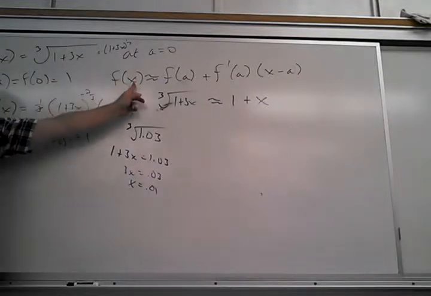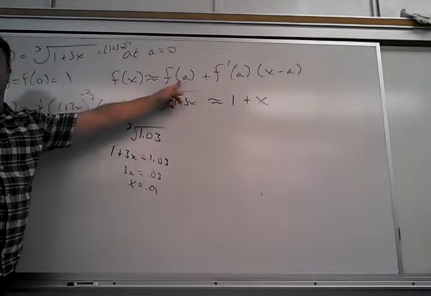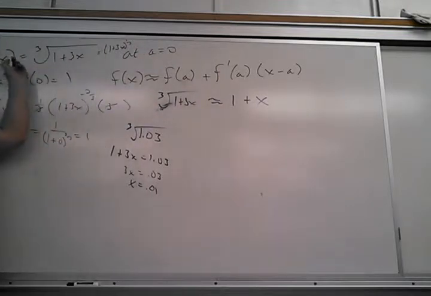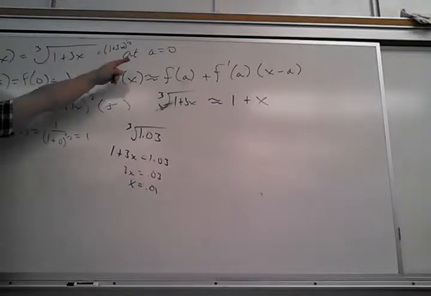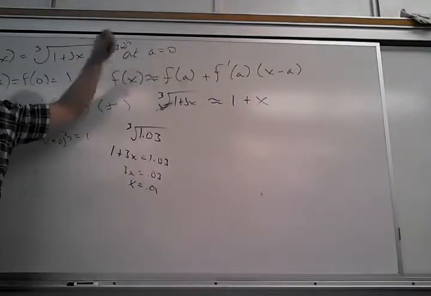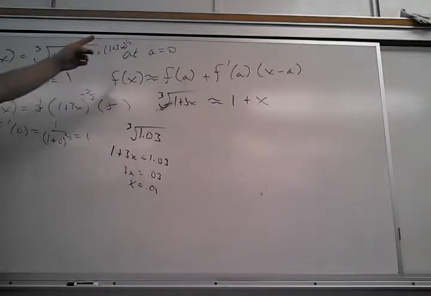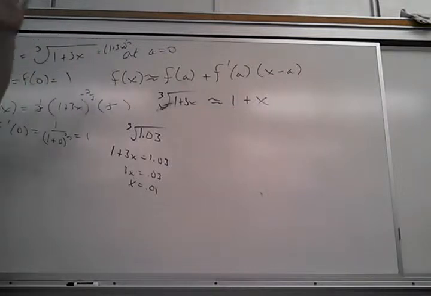One piece of my linear approximation needs f at a. A is 0, so f at a is cube root of 1, which is 1. Let it be easy. So I really just need 2 things. I need the function value at the point you're expanding around, and the derivative's value at the point you're expanding around. That's all you need. Let this be easy. Yes, sir?